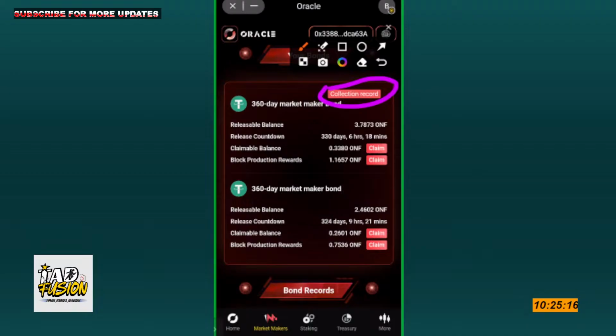It will show you the release countdown. Release countdown refers to the number of days counting down. Then you will see releasable balance. Releasable balance refers to the ONF tokens that are worth your capital. Then we are going to proceed. We have this word, block production reward. Block production reward, this is profit.